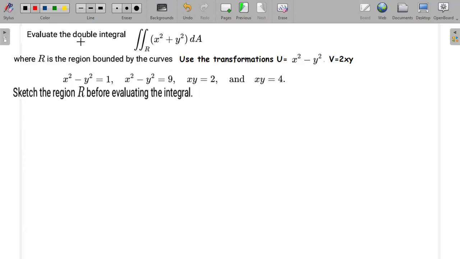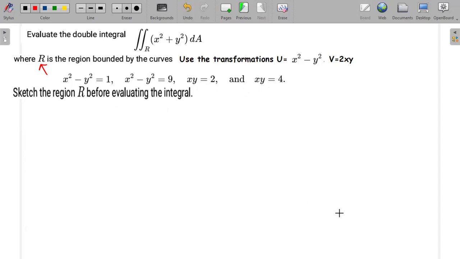They're saying evaluate the double integral of x squared plus y squared over the region R, where R is the region bounded by the curves x squared minus y squared equals 1, x squared minus y squared equals 9, xy equals 2, and xy equals 4. So we have to draw this region using this information that we've been given.